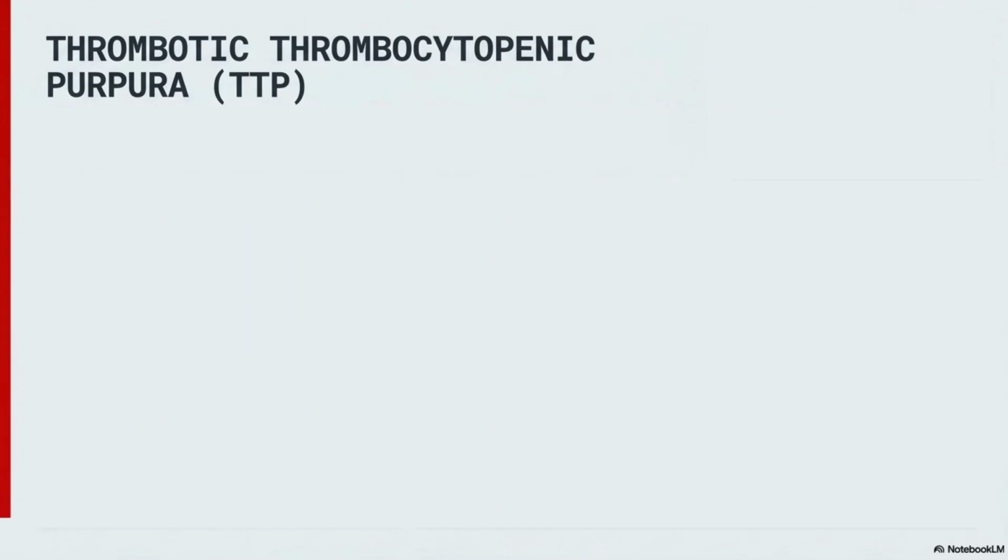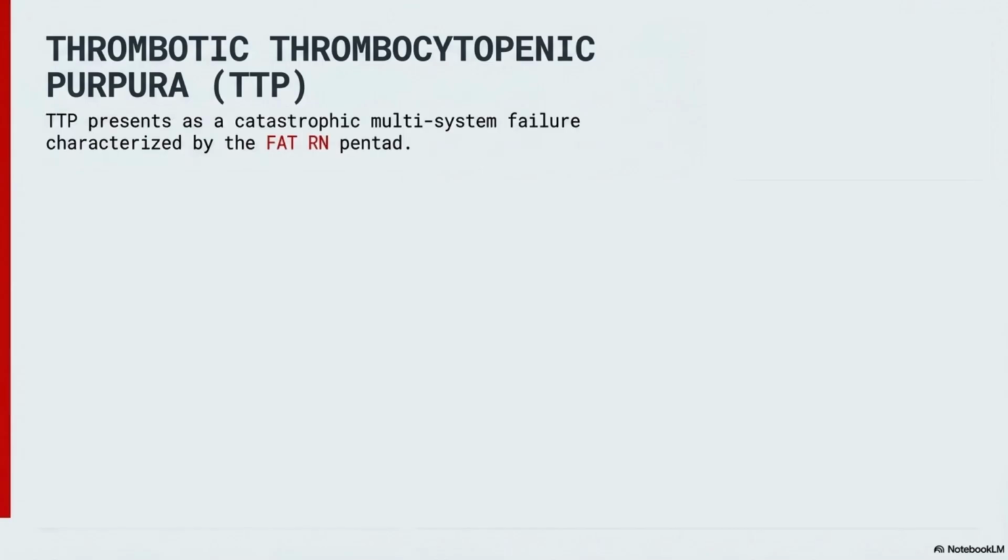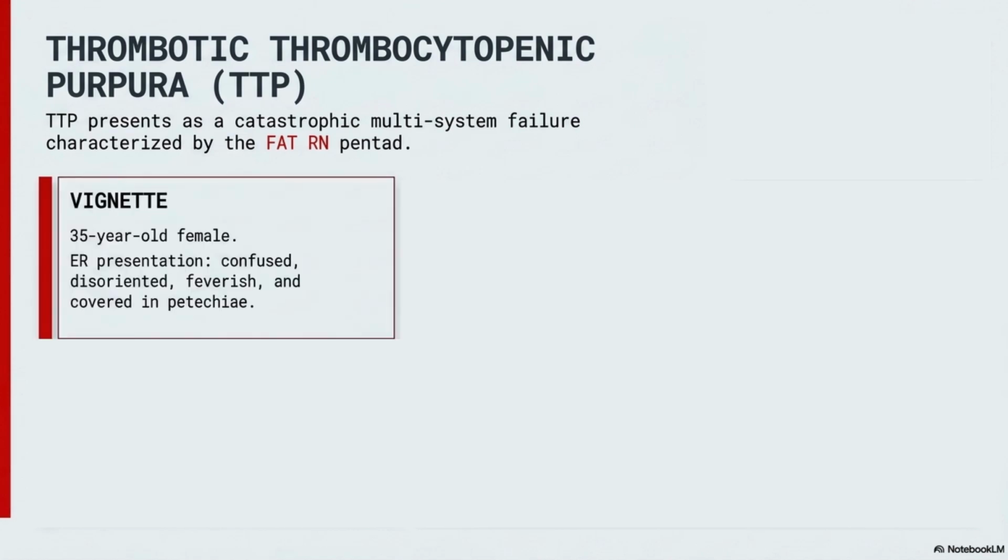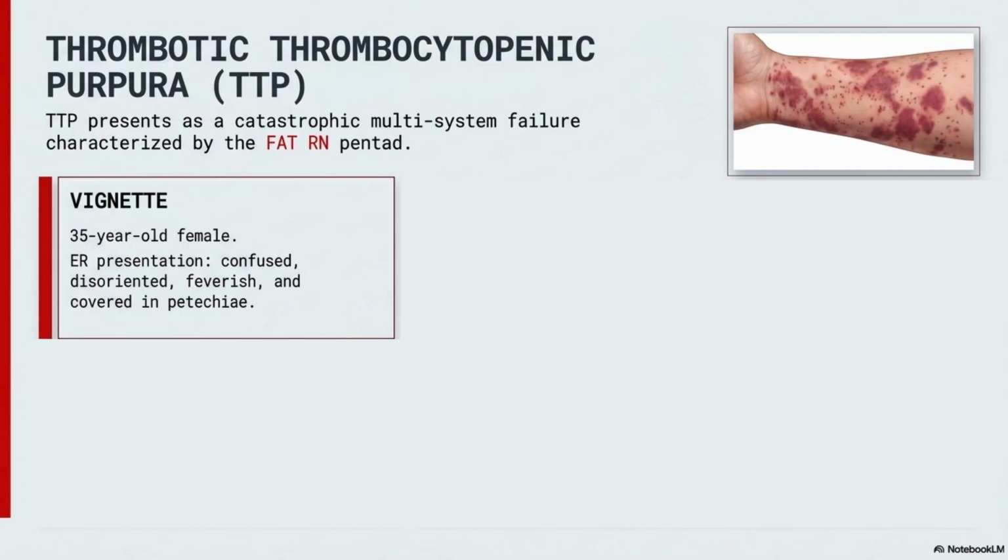The first MAHA we need to cover is thrombotic thrombocytopenic purpura or TTP. TTP presents as a catastrophic multi-system failure characterized by the FAT RN pentad. Our clinical vignette is a 35-year-old female presenting to the ER, confused, disoriented, feverish, and covered in petechiae.